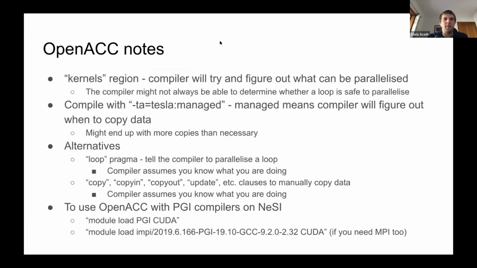So just a few notes. I mean, I basically said this already. We had the kernels region there, which is where the compiler tries to figure out itself what can be parallelized. The caveat there is that the compiler might not always be able to determine whether a loop's safe to parallelize. The human might be able to see that it is safe, but the compiler might not be able to tell. In this case here, it was able to parallelize that loop.